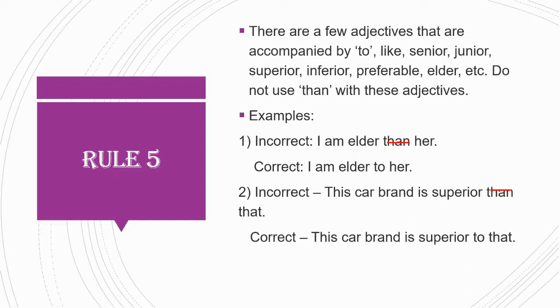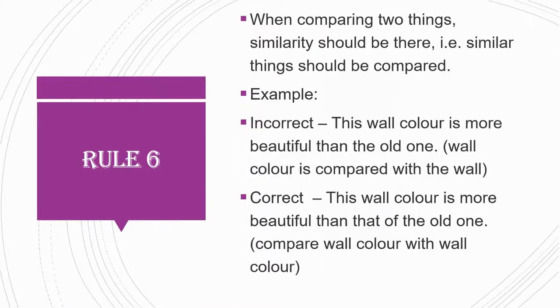Rule number six: when comparing two things, similarity should be there. That is, similar things should be compared. For example, the incorrect sentence is this wall color is more beautiful than the old one. Wall color is compared with the wall in this sentence. And the correct sentence is this wall color is more beautiful than that of the old one. Here, the wall color with another wall color is compared.